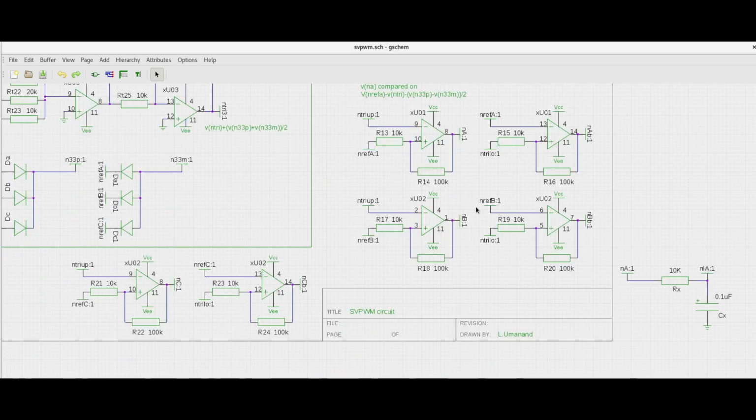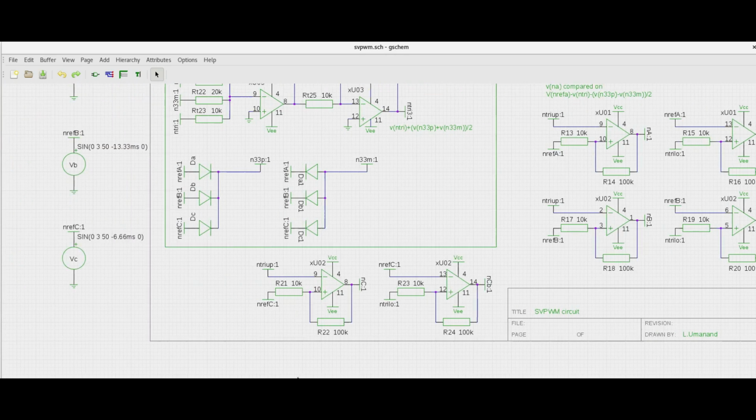Then after that I use a set of comparators. We need two comparators for each arm: arm 1, arm 2, arm 3, so for the A phase, the B phase, and the C phase. So I have a top switch and a bottom switch. For one you will use triangle up, for the other you will use triangle low. Triangle up, triangle low, triangle up, triangle low, just like I have discussed. So with hysteresis you will get your PWM at the outputs, which you will give for the top, bottom, top, bottom, top, bottom, like that for each of the arms. So this is the basic working.